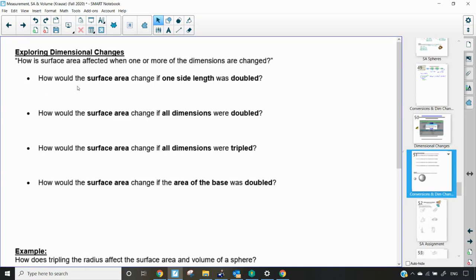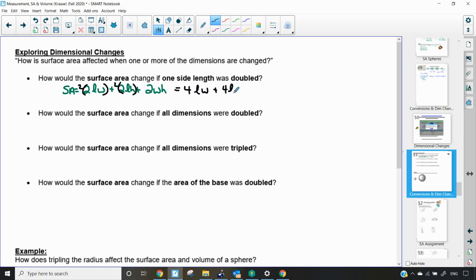So let's take a look at those questions one more time, and we're going to look at how the formulas are impacted. So taking a look at the formula for the surface area of a rectangular prism, we have 2 times LW plus 2LH plus 2WH. The question asks us about doubling one side length. So let's say I double the length. Well, that is now going to double this measurement, and it's going to double this measurement. So our formula goes from being 2LW plus 2LH plus 2WH to 4LW plus 4LH plus 2WH.